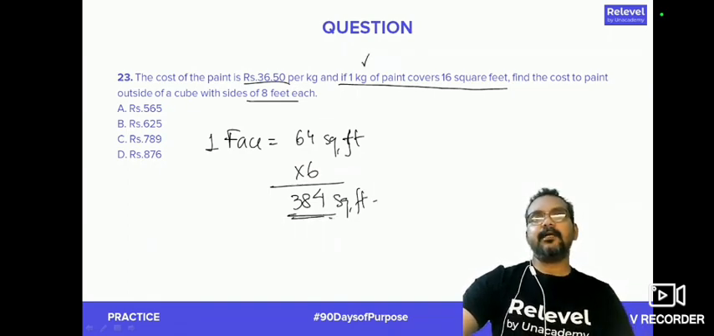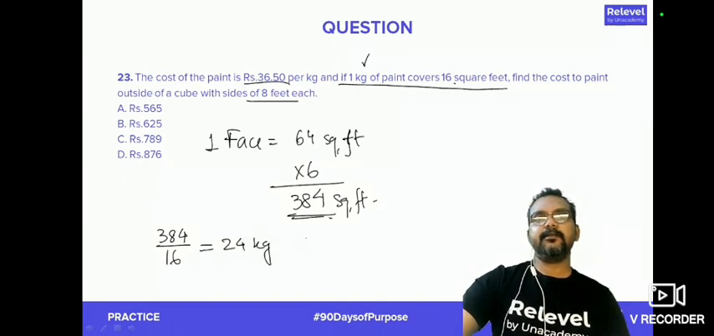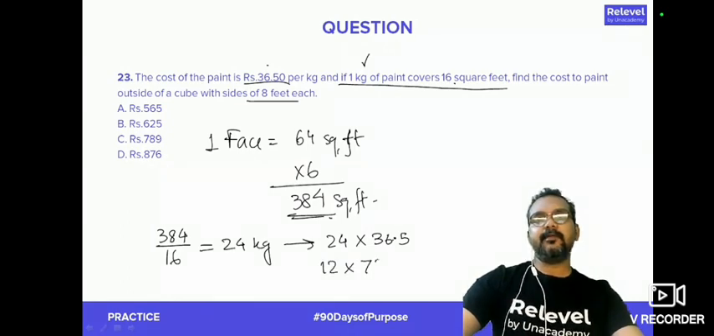1 kg paint covers only 16 square feet. So how many kilograms of paint is required? 384 divided by 16. So 24 kg paint is required. And the cost is 36.5 per kg. So the total cost will be 24 multiplied with 36.5. So let's take out a 2 and multiply here. 12 times 73. So that will be 876. That is option D.